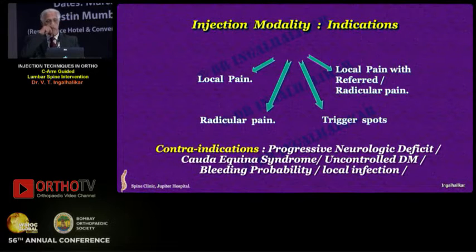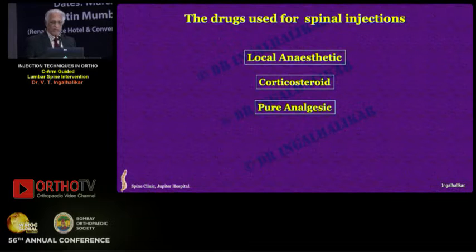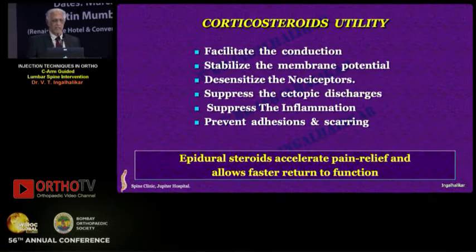Well, injection modality, indications are common: local pain with referred pain, radicular pain per se, and of course trigger spot. And the contraindications for any injective procedures will be progressive neurological deficit, Cauda Equina syndrome, uncontrolled diabetes, bleeding probabilities, and of course, local infection. Mainly 3 drugs are used: local anesthetic, corticosteroids, and sometimes pure analgesics.